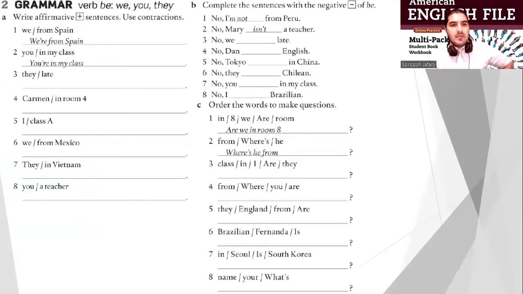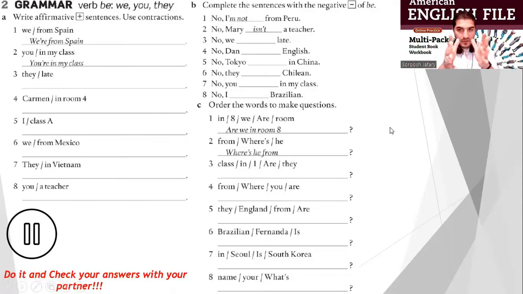Okay, next one, grammar, verb be, I, you, he, she, it, we, they. Write affirmative, positive sentences. Use contractions. You remember, we are, we're. We're from Spain. You are in my class, you're in my class. In the next one, you have to complete with the verb be and negative form. And in the next one, order the words to make questions. For example, number one, in 8 we are room. Are we in room 8? Good. Stop the video. Do it and check with your partner.